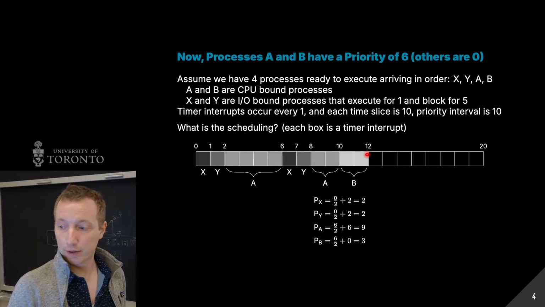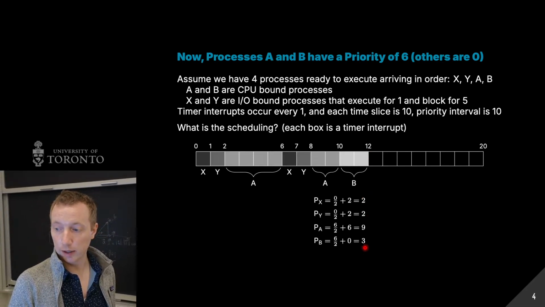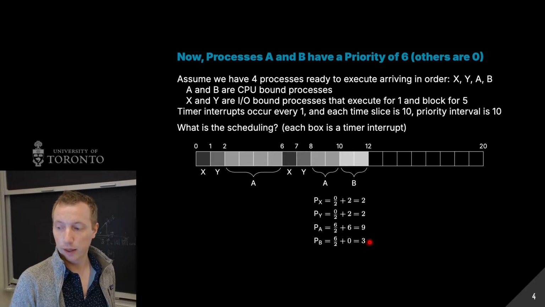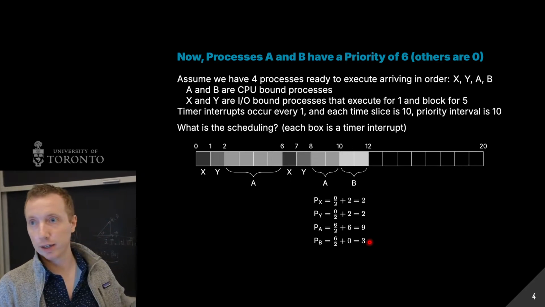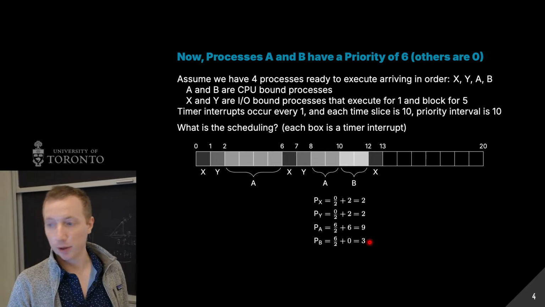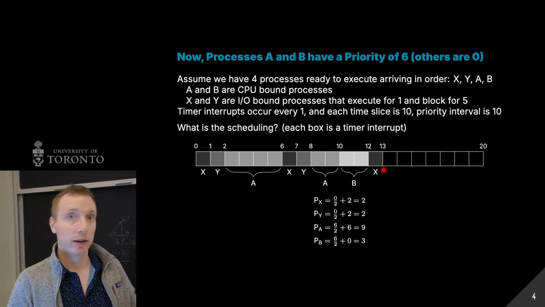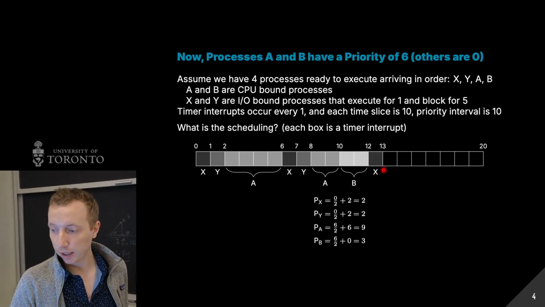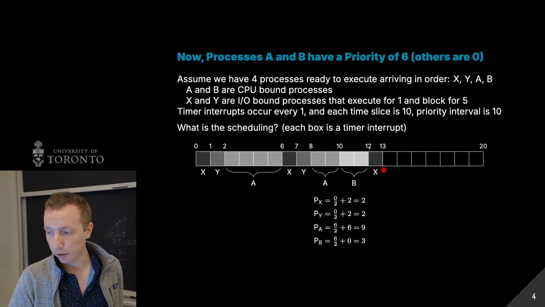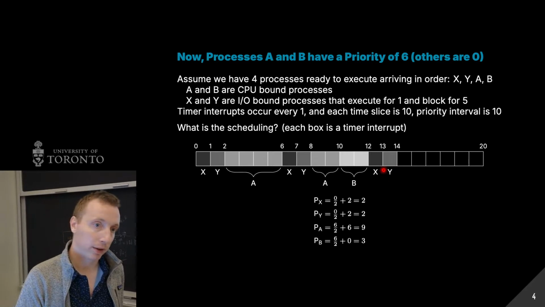again. X still has a lower priority, or higher priority, lower number than B, so it's going to kick B out, right? We're going to run X for 1 time unit. Then Y is ready. It has a lower number, higher priority than B, so we would prefer to schedule Y.